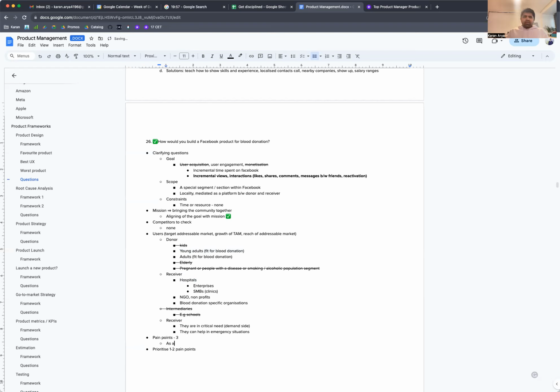Okay, so as a receiver, what do I have as potential problems? First of all, I do not get enough interest from donors. It could be because of multiple factors. It could be because of, let's say, awareness issues. So let's probably write awareness as one problem.